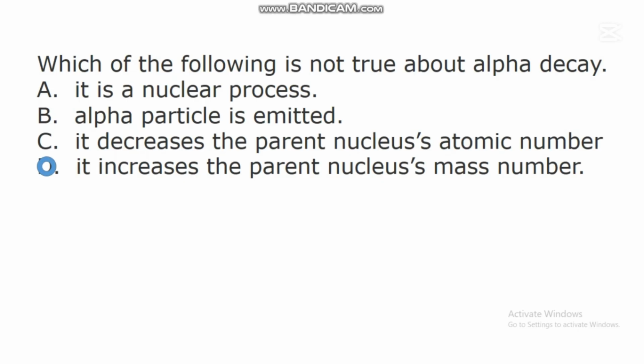Alpha decay is a nuclear process whereby a radioactive atom breaks down to emit an alpha particle. So this alpha decay is a nuclear process, as we have said, and during this process an alpha particle is emitted. Studies have shown that this process decreases the parent nucleus atomic number, but option D is not among the facts here.